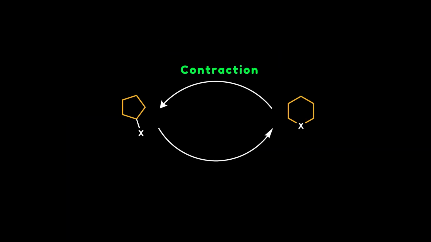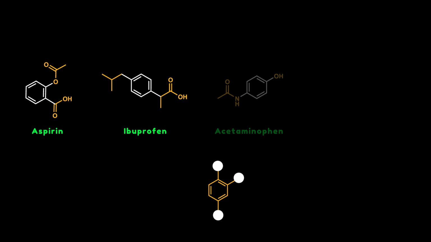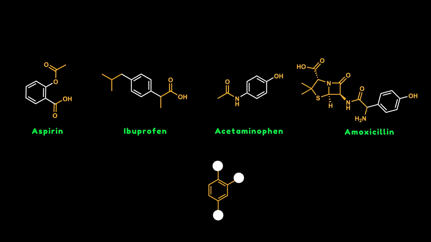However, molecular editing can also lead to ring expansion. So let's explore ring expansion with a more complex example. Substituted benzene rings are a crucial component of many approved drugs and agrochemicals, including aspirin, ibuprofen, acetaminophen, and amoxicillin. The significance of this motif makes it the most prevalent ring system in pharmaceuticals, and a highly attractive structural target in drug design and development.